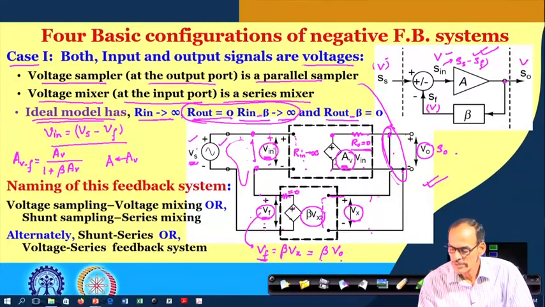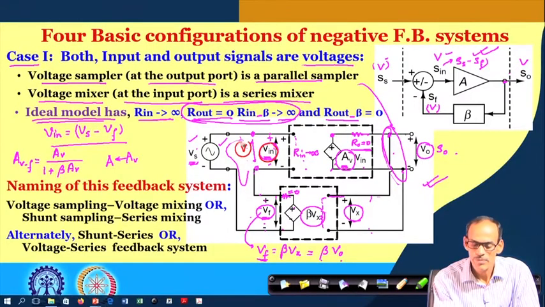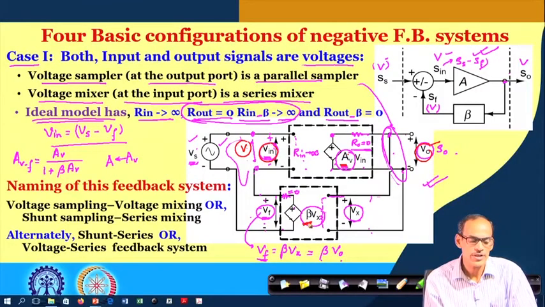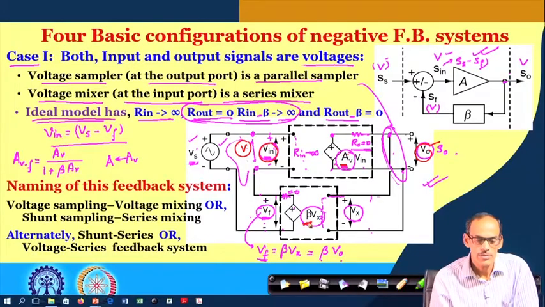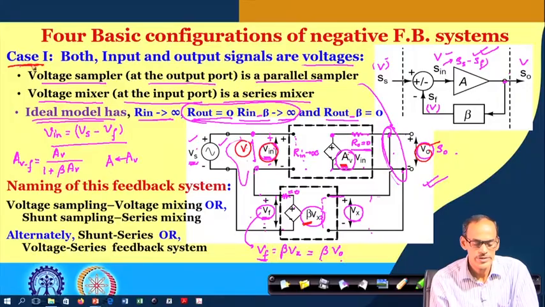Now, also you might have observed that since the signal here is voltage and here also it is voltage, this A is unitless and beta is also unitless. Both of them are converting voltage to voltage. So, this is one possible configuration out of the 4 configurations.